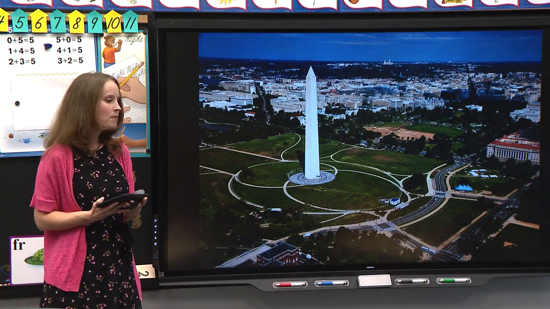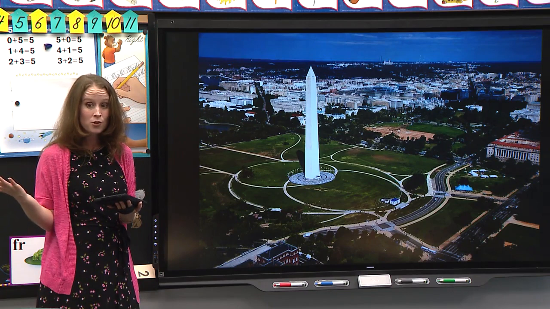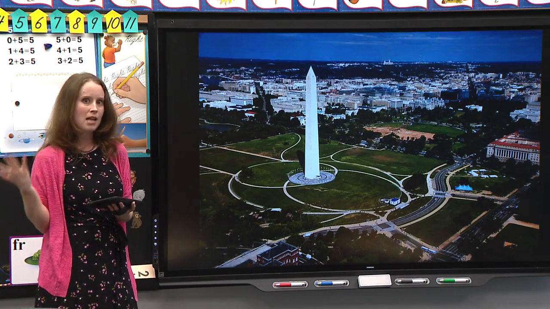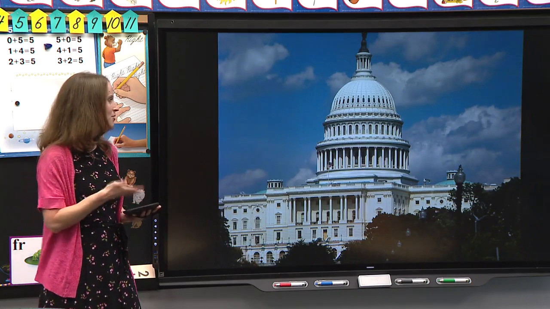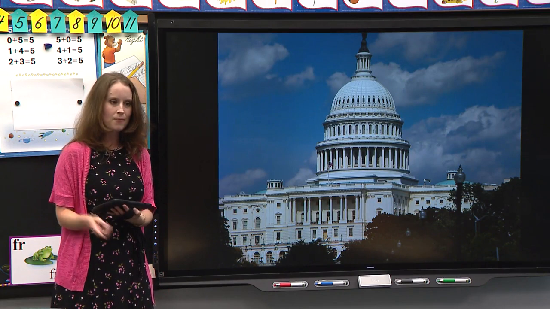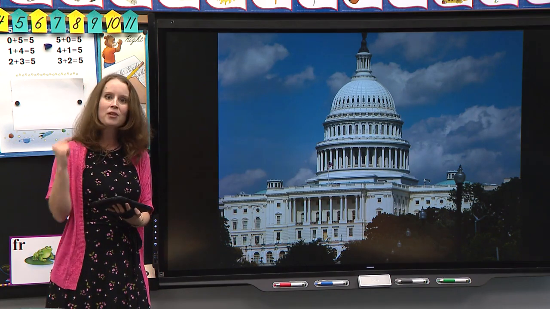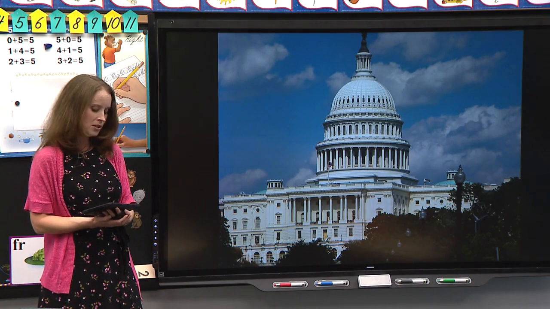It was built to remember George Washington. It used to be the tallest structure or the tallest building until the Eiffel Tower was built all the way over in the country of France. Now here's another picture that we could see if we visit Colby in Washington, D.C. We kind of looked at it already. It's our Capitol building. This is where Congress meets and where laws are going to be made.